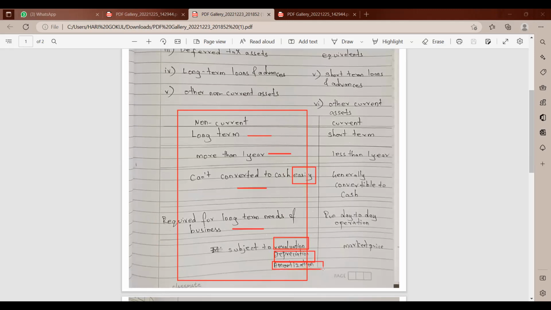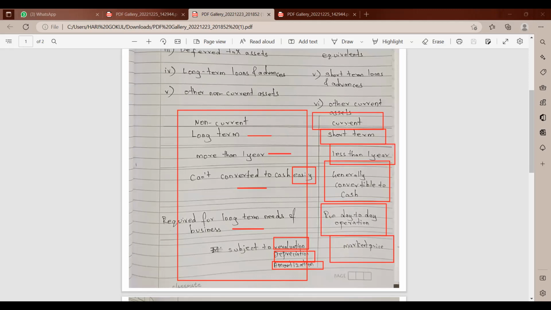Revaluation means you are reevaluating the value of the product. For example, if I am holding gold worth 1 lakh rupees in my business for 10 years and I reevaluate it now, I would say it's 10 lakh, but 9 lakh is an unrealized gain. So I won't record it; it's just an example. You can show the value, but what you paid is the actual cost. And a current asset is short term, less than a year, generally convertible to cash. It is used to run your day-to-day business operations, and it will most probably be valued at the market price.